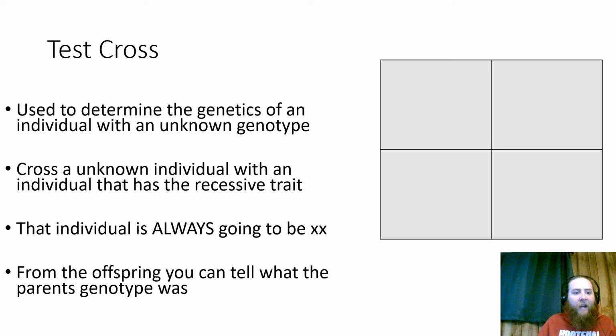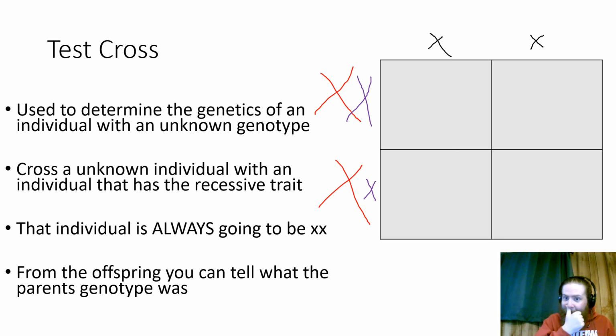The last thing we're going to talk about is a test cross. This is used to determine the genetics of an unknown individual. We'll cross the individual with an individual that has a recessive trait. The nice thing about a recessive organism is that it will always have the little x, little x. The test cross will either be, and I'm going to use two colors here, big X, big X, or it will be big X, little x.